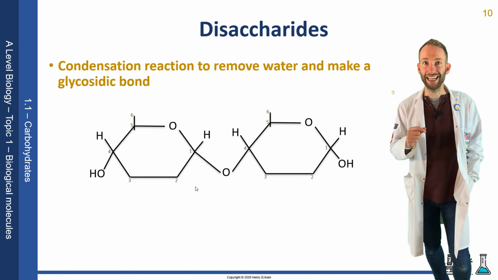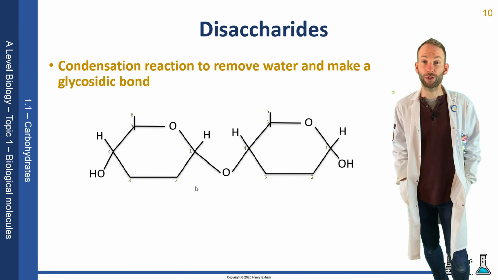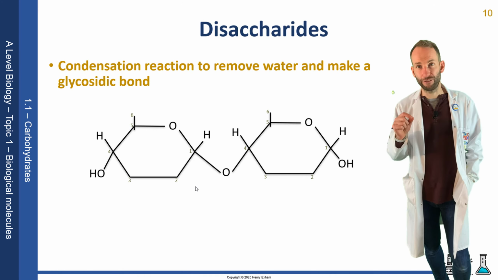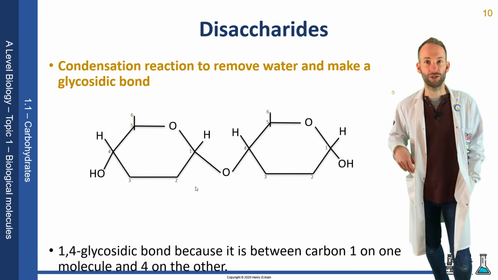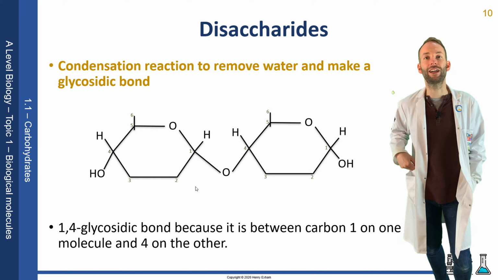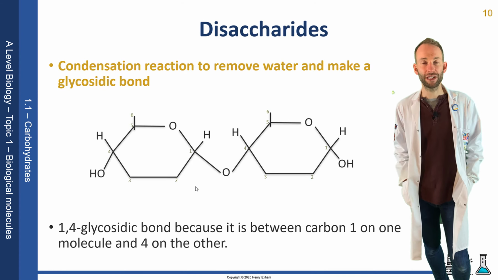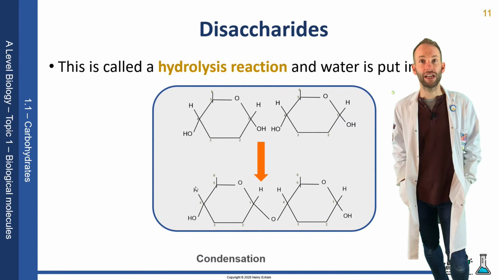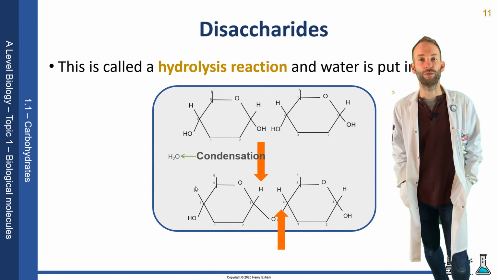More specifically, this bond here is known as a 1,4 glycosidic bond because it's between the first carbon on the left-hand sugar there and the 4th carbon on the second sugar. So it's a 1,4 glycosidic bond. Now you can do the opposite reaction as well to split a disaccharide into 2 monosaccharides, and this is called a hydrolysis reaction, where you put water in.